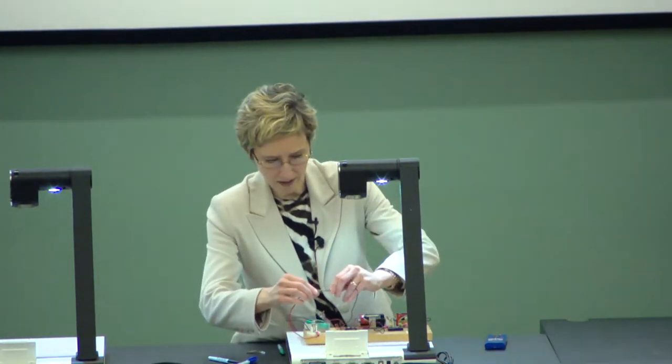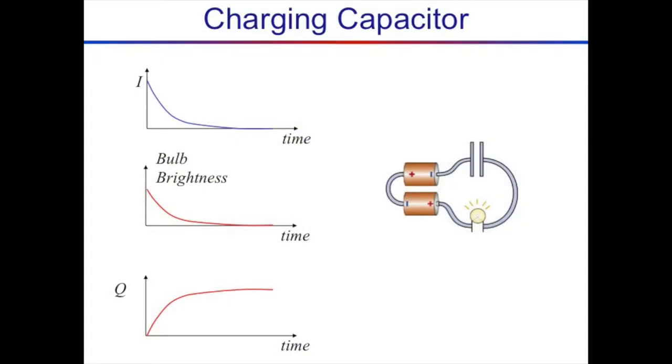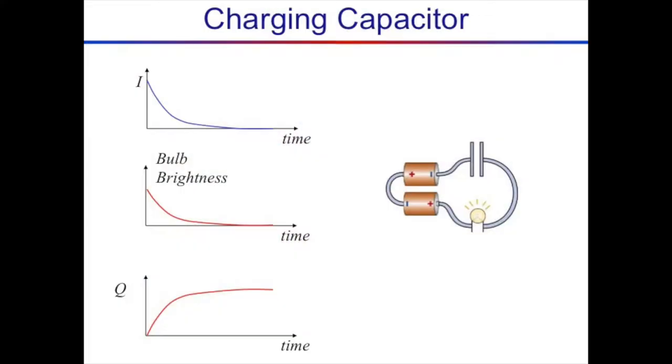I'll set up the case again where we're going to charge it, which is these graphs. I haven't flipped the switch yet, but when I close this switch, that's going to be time equals zero in these graphs. When I first flip the switch, there's no charge built up on the capacitor in that instant. As we first flip it, charge starts to build up on the capacitor. The bulb is bright at first, and then it dims out.